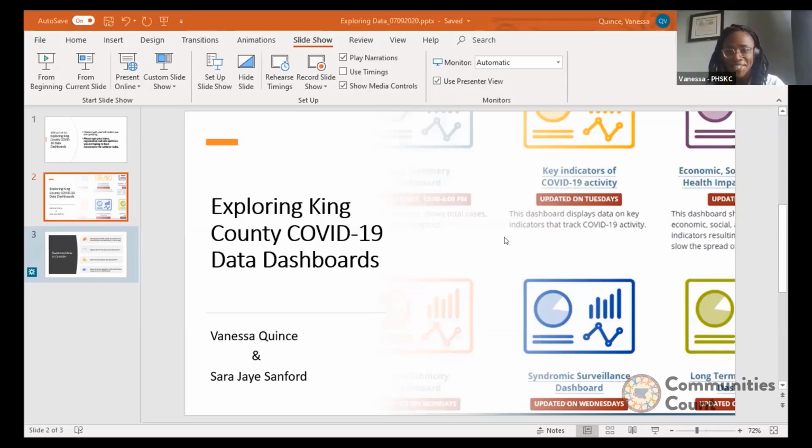So the way that Sarah J. and I have crafted this is in the teasers, I think. Sarah J. and I presented little teasers in two of the county meetings, the community-based organizations meeting as well as the community navigators meeting, where we did high-level overviews of what the different dashboards available are.